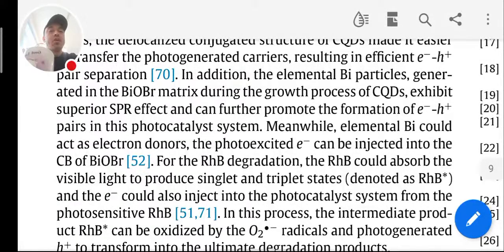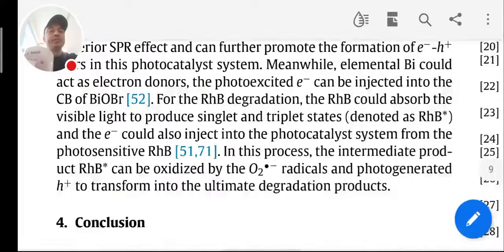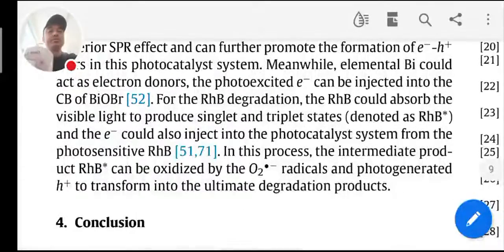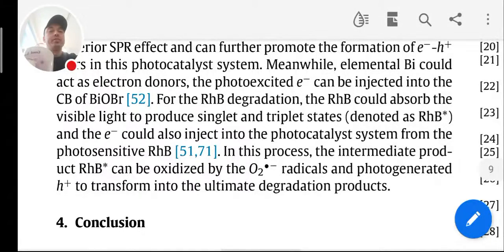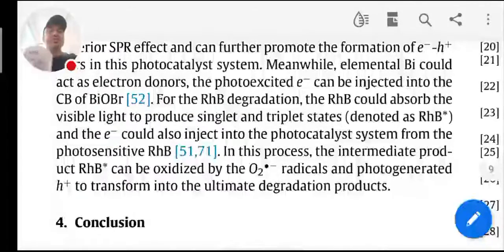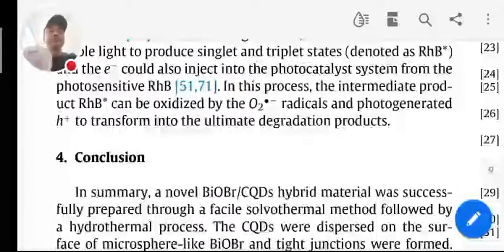The photoexcited electrons can be injected into the conduction band of BiOBr for the RhB degradation. RhB could absorb the visible light and produce singlet and triplet states, and electrons would be injected into the photocatalysis system from the photosensitive rhodamine B. In the process, the intermediate products of rhodamine B can be oxidized by the O2 minus radical and H plus, and transformed into the ultimate degradation products.